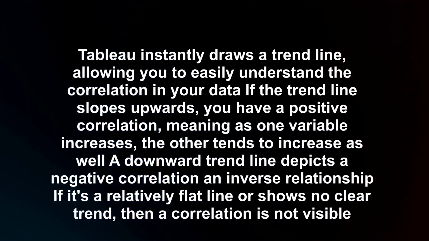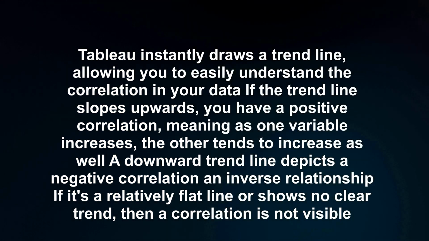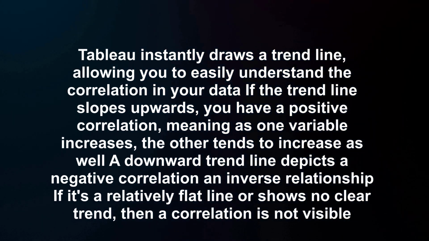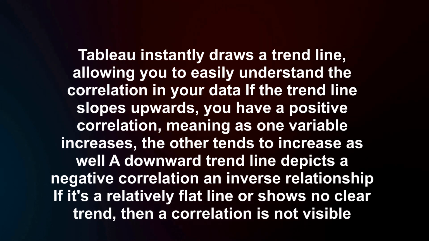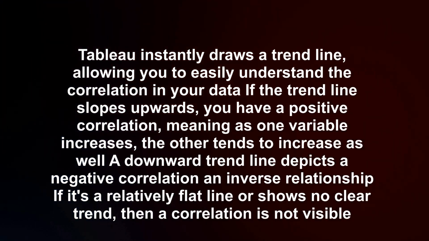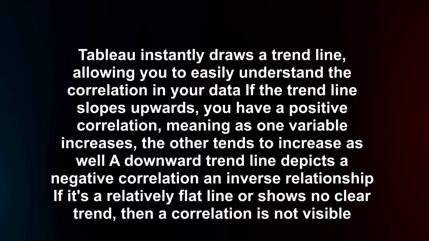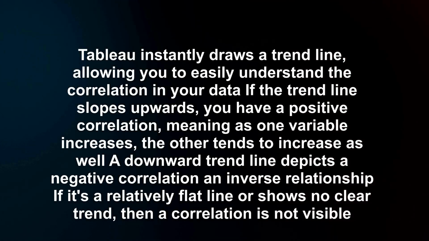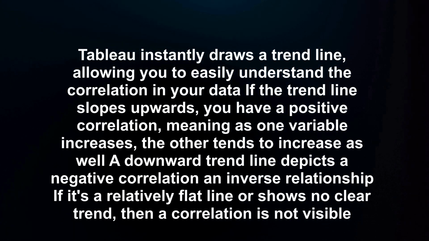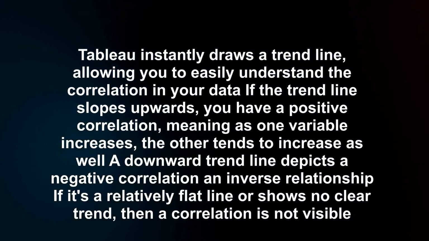If the trend line slopes upwards, you have a positive correlation, meaning as one variable increases, the other tends to increase as well. A downward trend line depicts a negative correlation, an inverse relationship. If it's a relatively flat line or shows no clear trend, then a correlation is not visible.